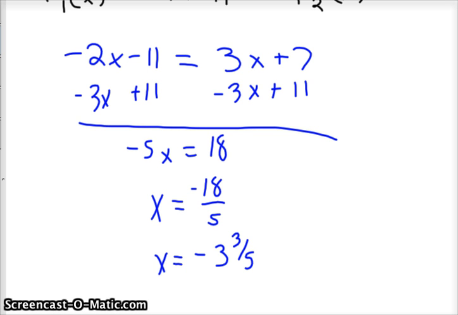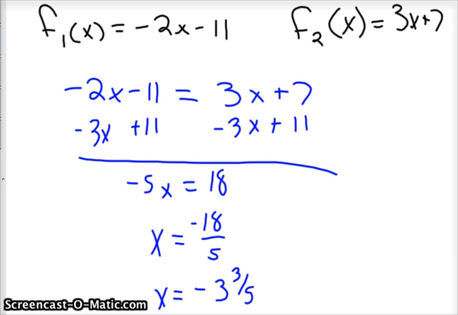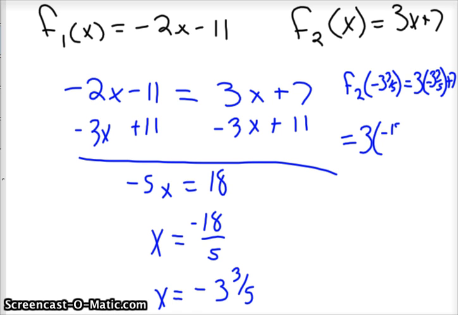Okay? Then you plug that in to figure out what y would be. So we've got x. Now let's plug it in and see what y would be in that case. You can plug it into either side. It should come out the same. So if we plugged it into the f2 side, negative 3 3/5 equals 3 times negative 3 3/5 plus 7. And just go ahead and solve that. Negative 3 3/5, I don't like that. I'm going to go back to negative 18/5 so I can do the math quicker.